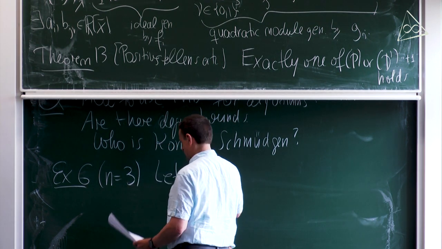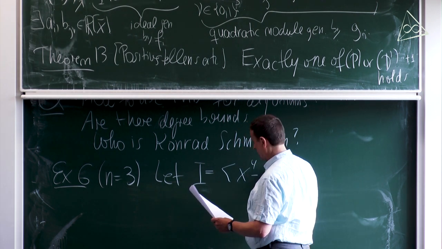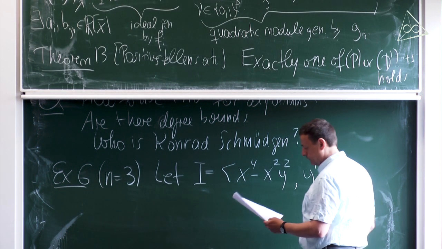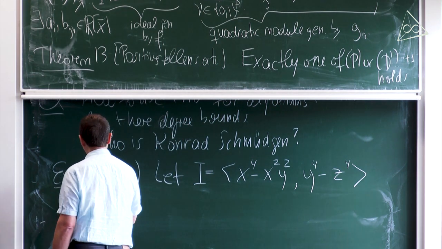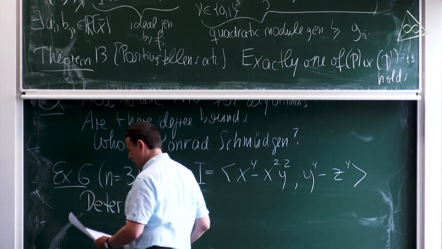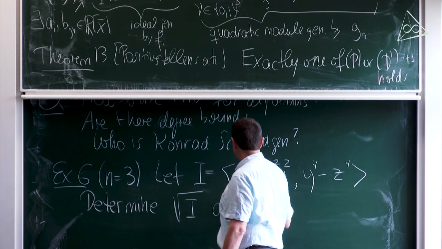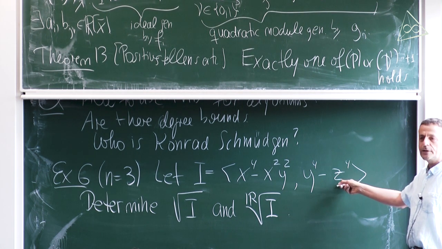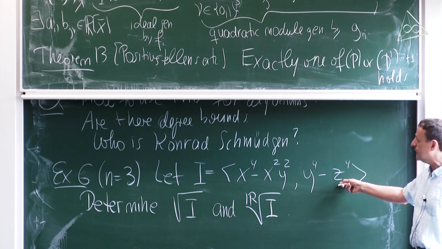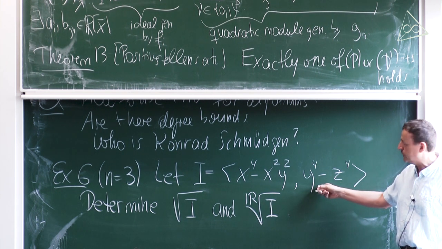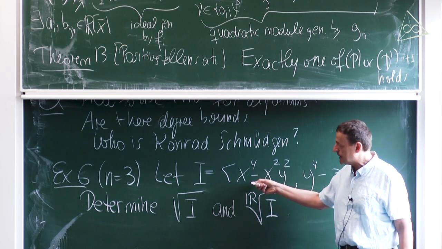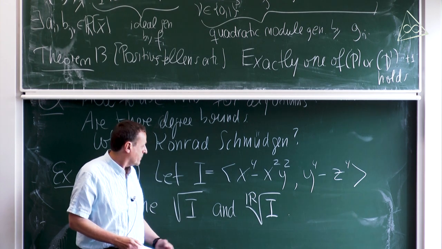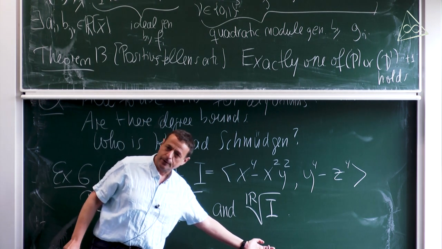So here is an example. I is the ideal generated by x to the fourth minus x squared y squared, y to the fourth minus z to the fourth. And the exercise is to determine the varieties, right? But a nice way to phrase this is: find the radical and the real radical. So what are the zeros? Now we're in three-dimensional space. So this is a system of two equations in three unknowns, right? This equation says that y to the fourth equals z to the fourth. This equation says that x to the fourth equals x squared y squared. And the question is, how can this be true over the complex numbers and over the real numbers?